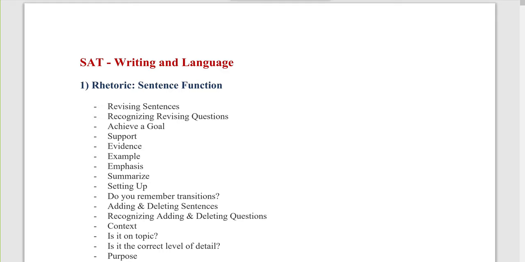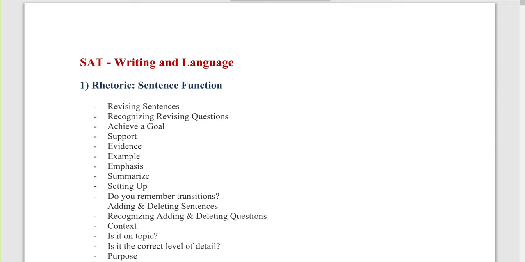Today we will learn how to be flexible. Remember these words: flexible, open-minded, when dealing with sentence function questions. The most challenging questions in the writing and language section. Well, I'm not in the habit of talking that much. Let us go for a real start right away.